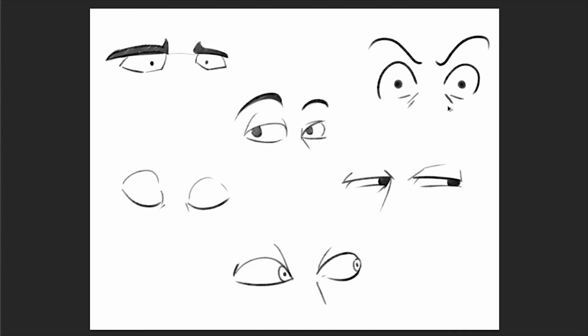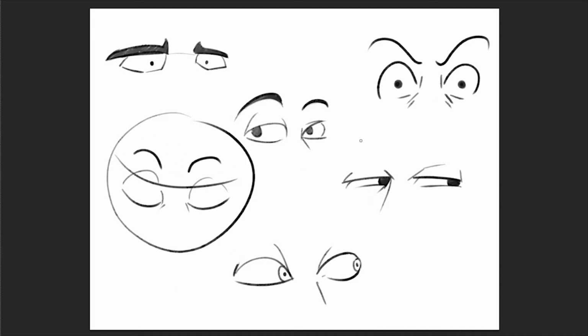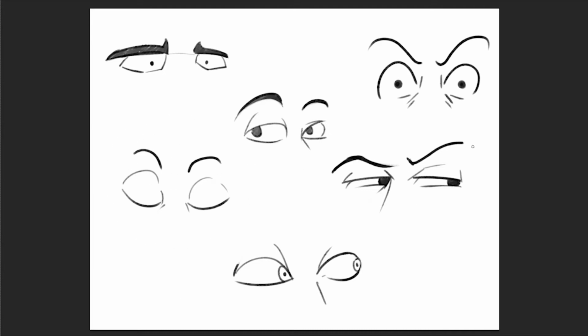A lot of people tend to forget that the eyebrows are just as important as the eyes. They sort of work together with each other. If used correctly, you can communicate certain ideas with higher clarity. Look at how I'm drawing the eyebrows for each set of eyes.